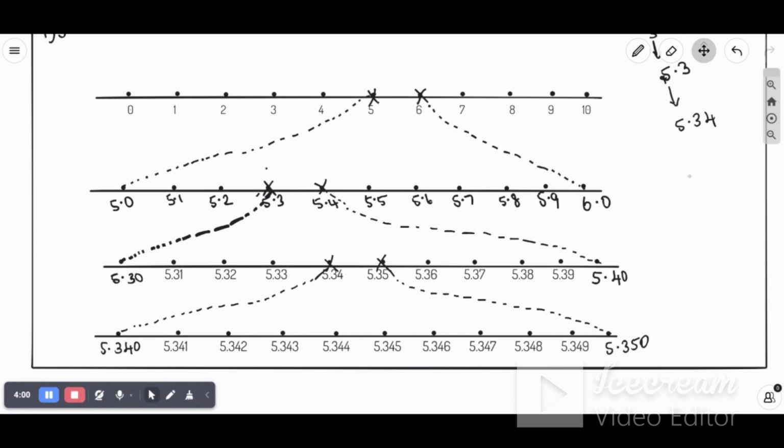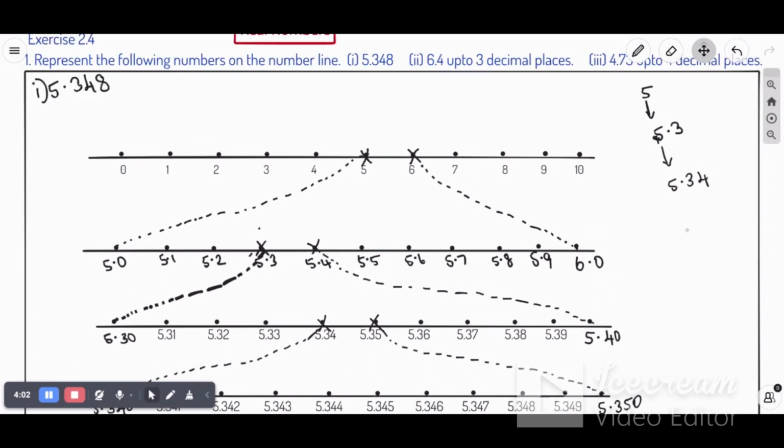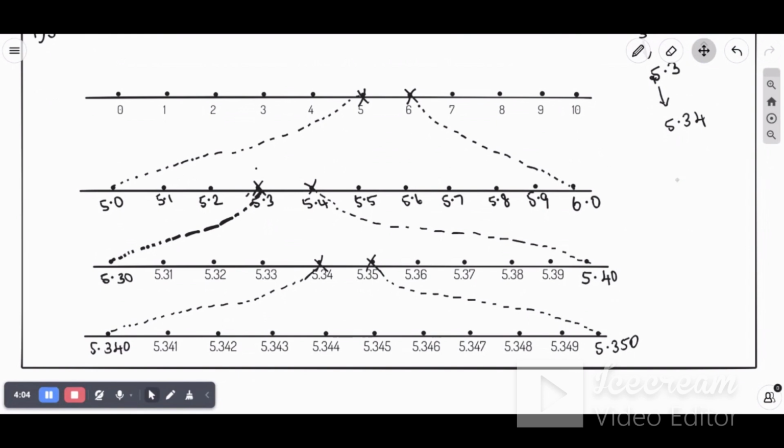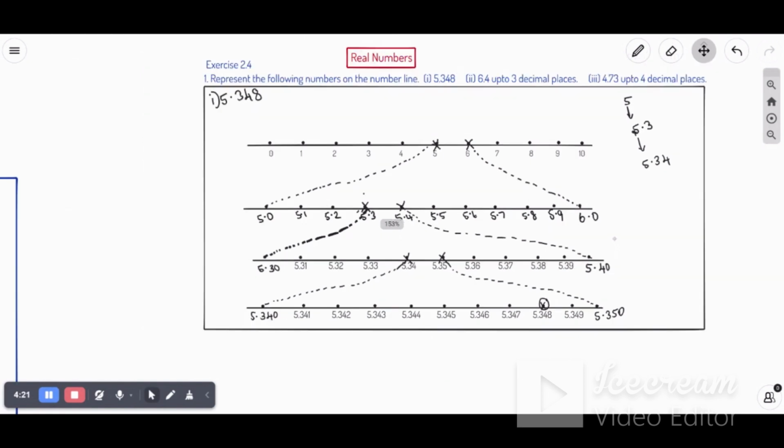Just remember your question always. That will be your 5.348. So where is your 5.348? This is your 5.348. So you have ended up with your answer here. This is your answer and you have marked it on the number line. Please mark it as a little smaller dot. So this is how we end up drawing the number line.